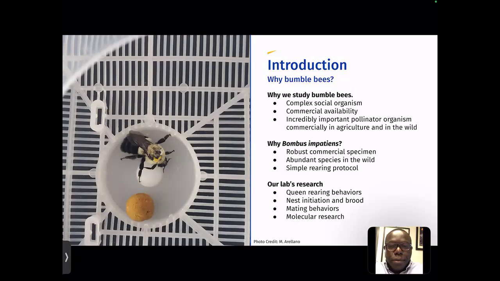In our lab, we study queen rearing behaviors, nest initiation, and brood care, as well as mating behaviors and molecular research.